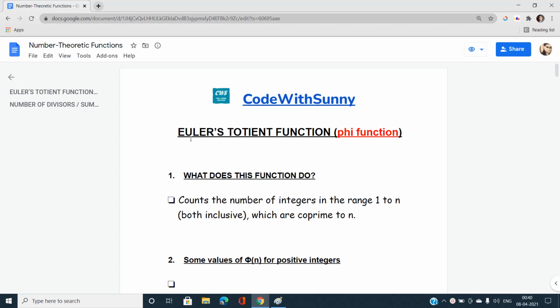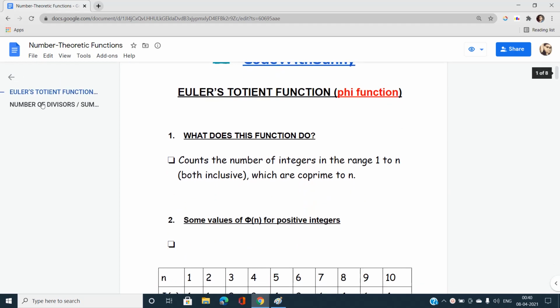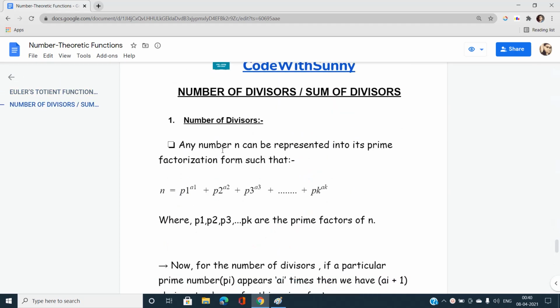Okay, so in the previous videos we have talked about binary exponentiation, the Euclidean algorithm for finding the greatest common divisor, and also the Sieve of Eratosthenes algorithm. So in this video I am going to talk about Euler's Totient function and the number of divisors, and how to calculate the sum of divisors related to that.